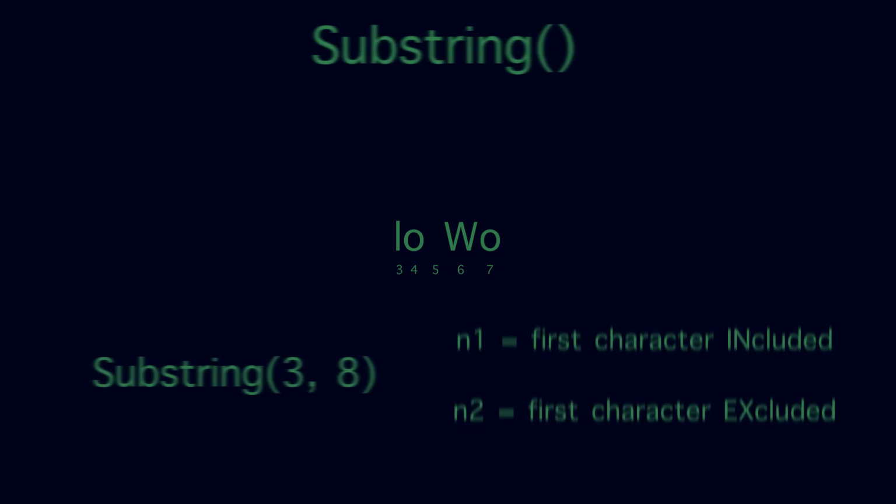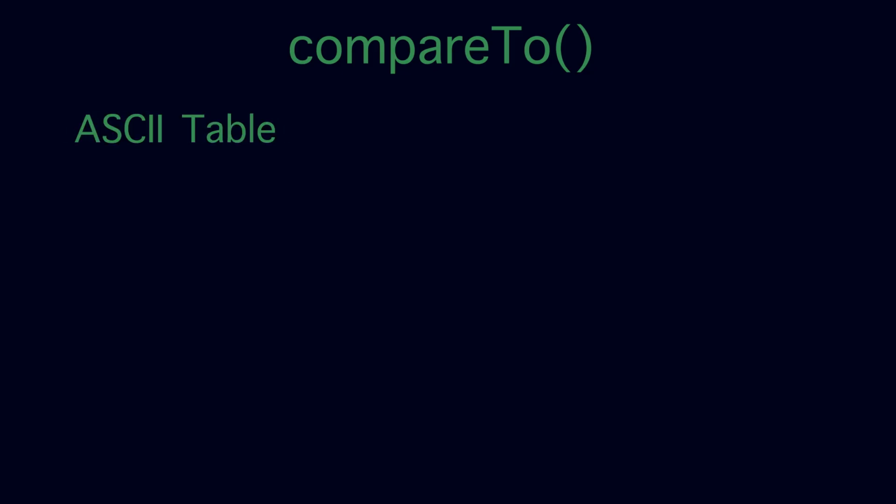The next function that we'll be looking at is compareTo. compareTo compares two strings lexicographically and returns the lexicographic difference. What is important to note is that to compare letters, computers will most of the time refer to what is known as the ASCII table.